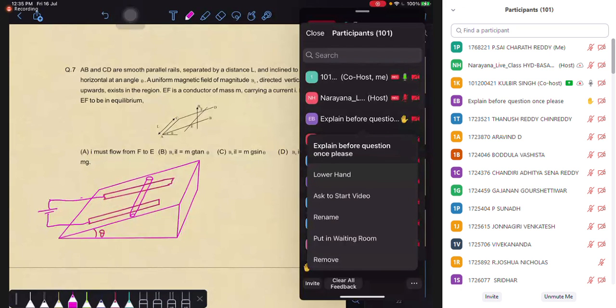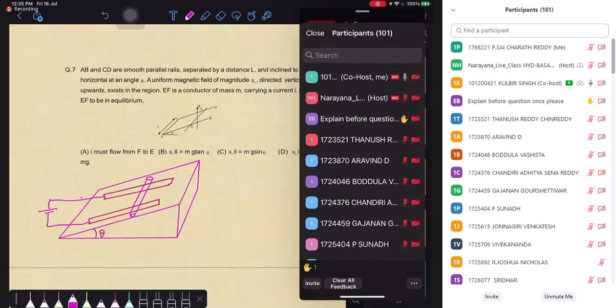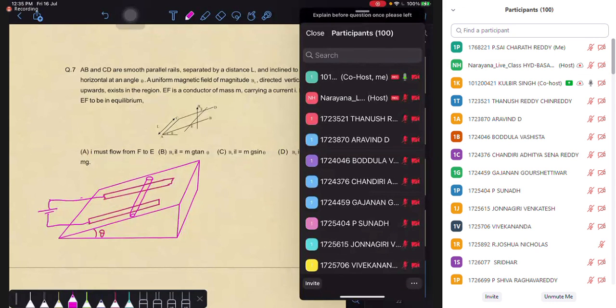Before the question once again, actually, you can discuss the previous question. This question is also similar to the last question.